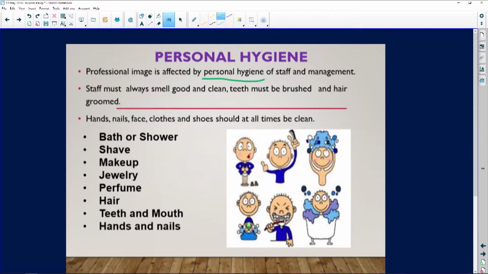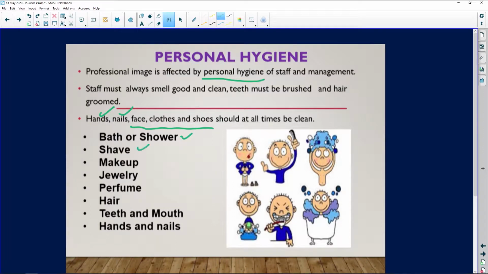When we talk about personal hygiene as a worker for a company, we go over and beyond just washing your hands. We need to make sure that our hands are clean, our nails look presentable, our face, our clothes, and our shoes should always be clean at all times. Now, the way to do that, guys, it's no secret. We've been doing it ourselves since the age of 2 years, probably.